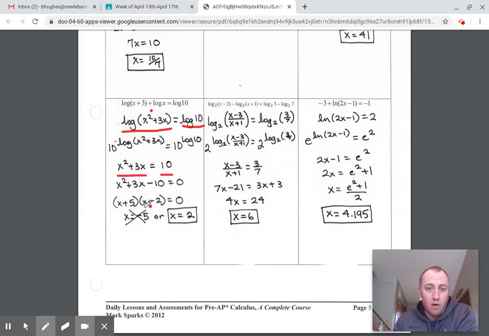And then I'm just solving that equation from there, and then just make sure you check your answers at the very end to make sure that when you plug them back in, you don't end up taking a logarithm of a negative number.